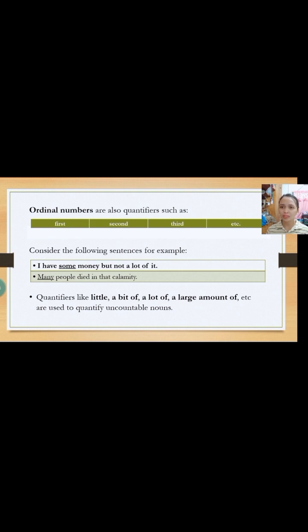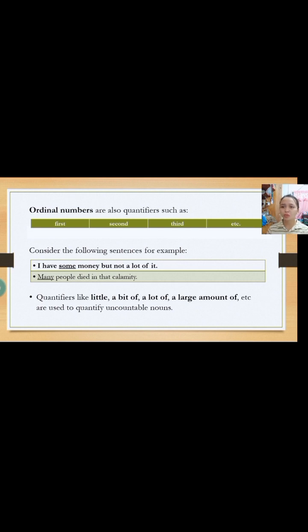So let's consider the following sentences. For example, the first one, I have some money, but not a lot of it. In this sentence, I underline the quantifier determiner, which is the word some. And in the second sentence, many people died in that calamity. In this sentence, the word many is the quantifier determiner because it refers to, and it came first to, the noun people.